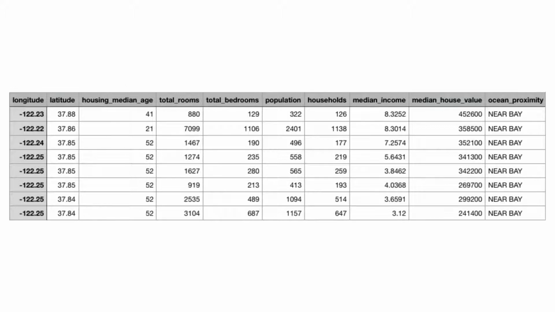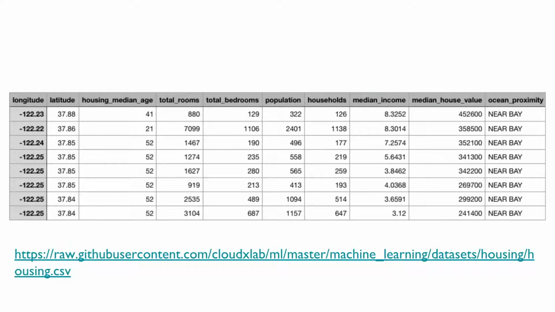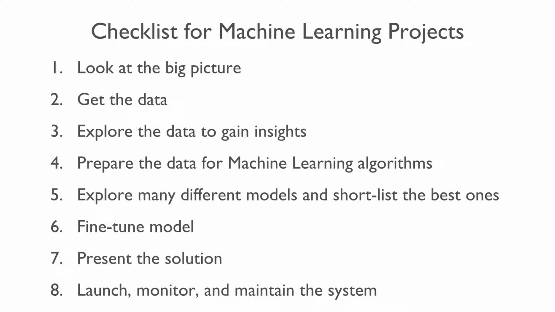Our model should learn from this data and be able to predict the median housing prices in any district given all other features. You can download the complete data from the CloudX Lab GitHub repository link as displayed on the screen. Let us build the model by following the checklist. The first step in the checklist is to look at the big picture.